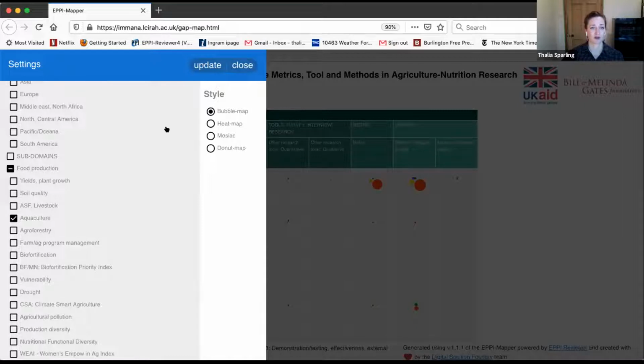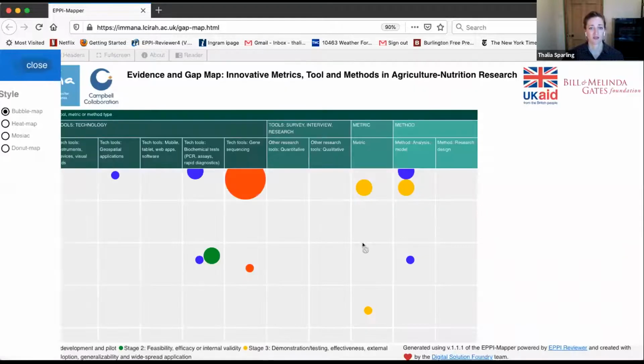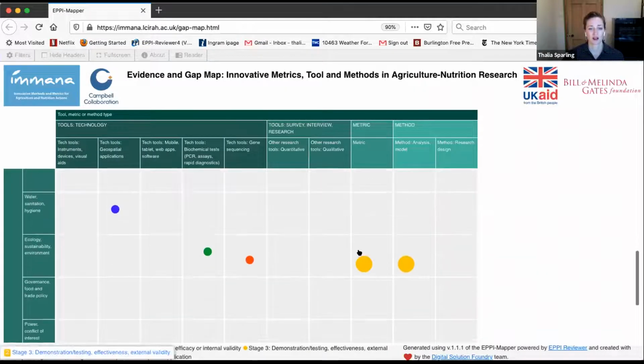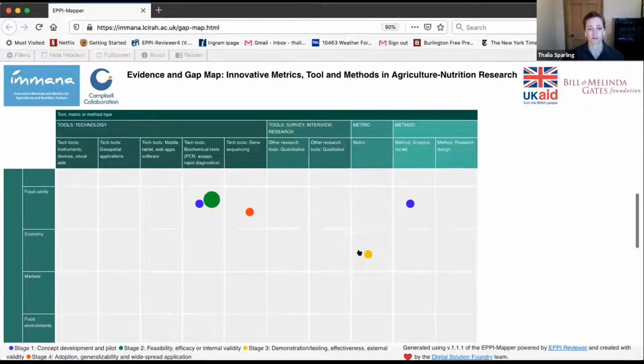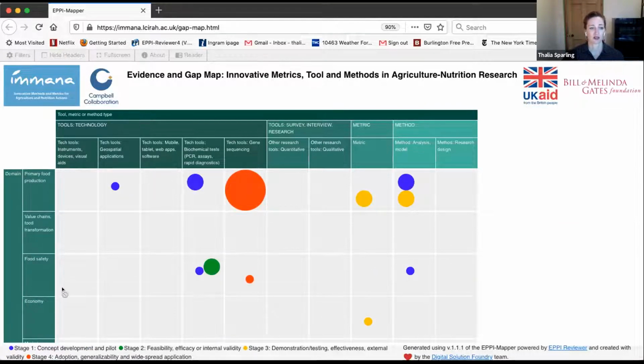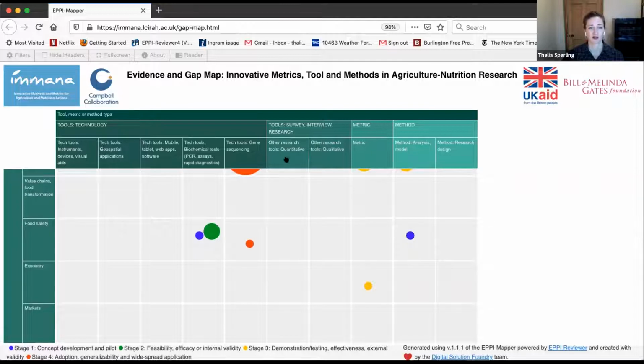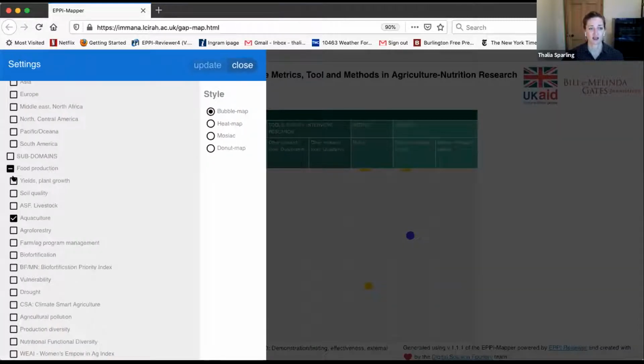We had a question about aquaculture, and I can update the map with only studies that have an aspect of aquaculture in them. So even if you're looking at food safety or economy or a technology tool or something else, you can see what's in that space based on this map. And I think we're encouraging people to go beyond saying this is a gap, so it's needed, and really delve into your specific sector and use this as a justification for your proposal.